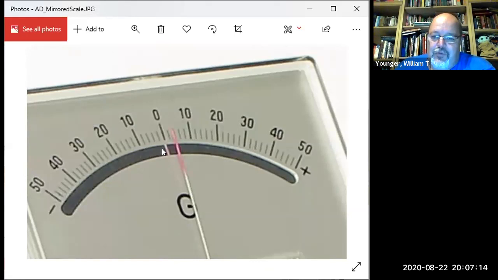But as you move closer and closer to being perpendicular to the surface, these 2 needles, the image and the real one, come together, and you end up getting 0 parallax when they're lined up. That's what a mirrored scale is used for. Then you can actually know for certain that you're not being messed up in your measurement by parallax angle. So that's something to keep in mind.